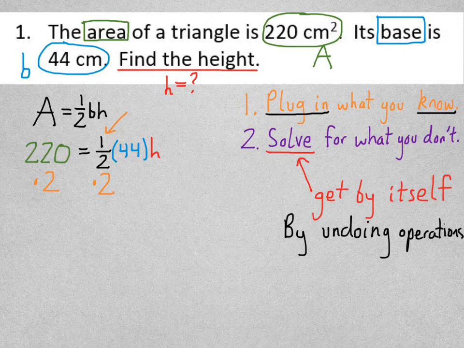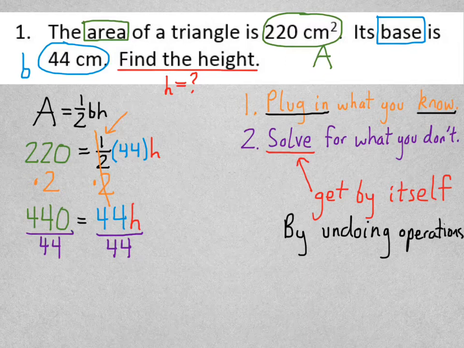Multiplying 2 times 1/2 will cancel those out. Therefore, I'm going to have 440, because that's 220 times 2. And then on the other side, I'll have 44h, because the 1/2 disappeared. Then I have a 44 left to get rid of. It's multiplied by the h, and the opposite of multiplying is dividing, so I'll divide by 44. Have to do it on the other side. Since the 44's cancel, I'll have 10 equals h. But don't forget, make sure you put your units. The units here would be centimeters.